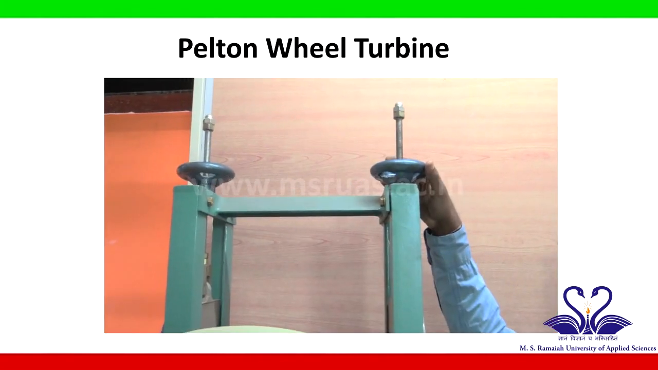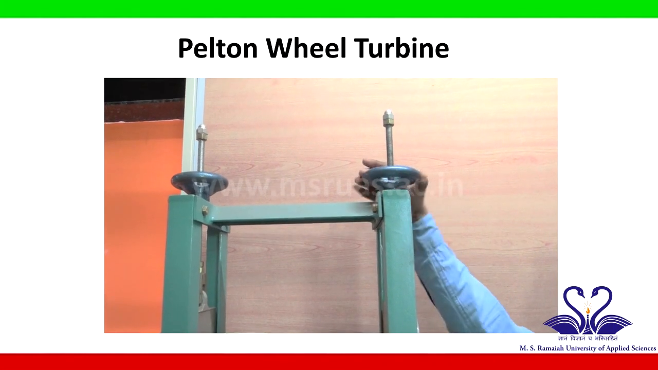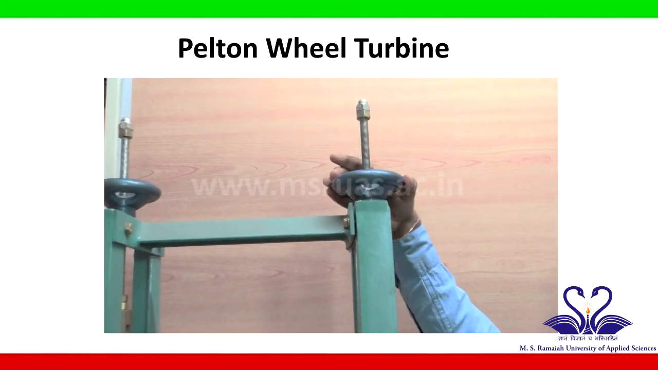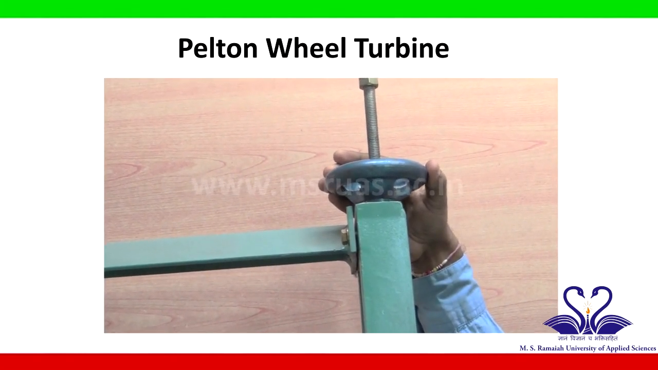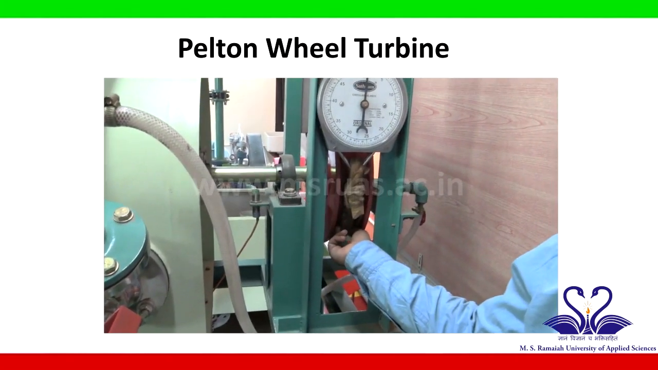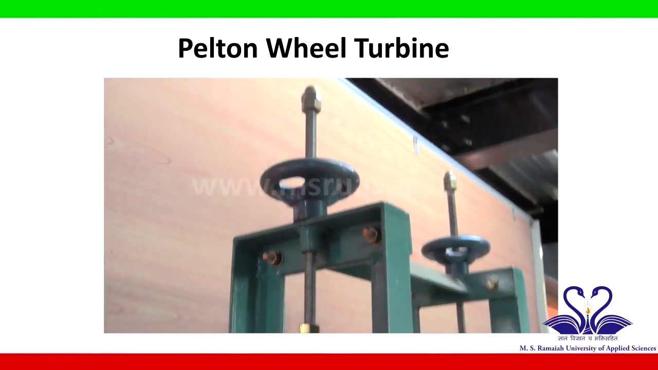The load on the brake drum can be applied by rotating this wheel. By doing so, the rope can be actually tightened on the brake drum, which acts as a load on the shaft.